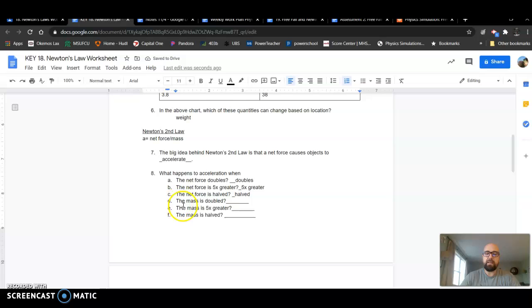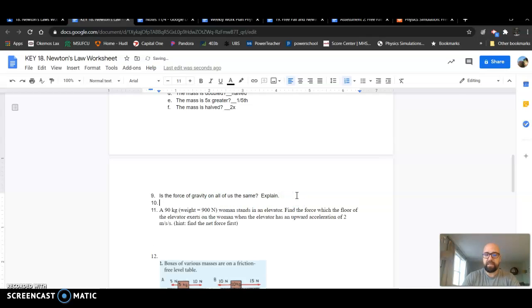And then here about mass and acceleration. Mass and acceleration have an inverse relationship. So if mass gets doubled, then the acceleration is halved. It's cut in half there because more mass is harder to accelerate because it has more inertia. If the mass is 5 times greater, then acceleration is 1/5 of what it was, or 5 times less. If the mass is halved, then acceleration is 2 times greater. That's the inverse relationship. Conceptually, you should be able to answer questions like that.